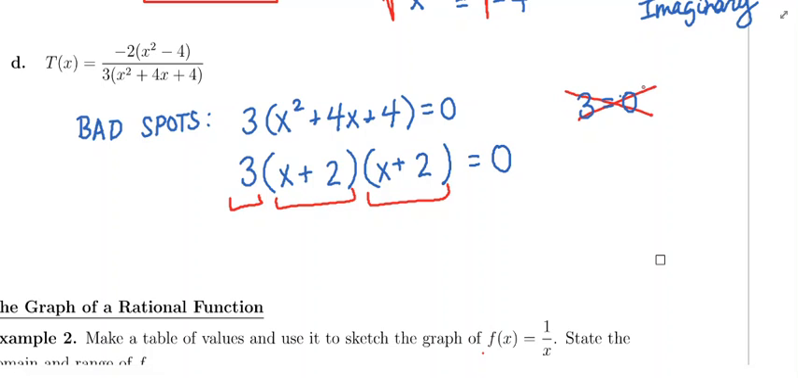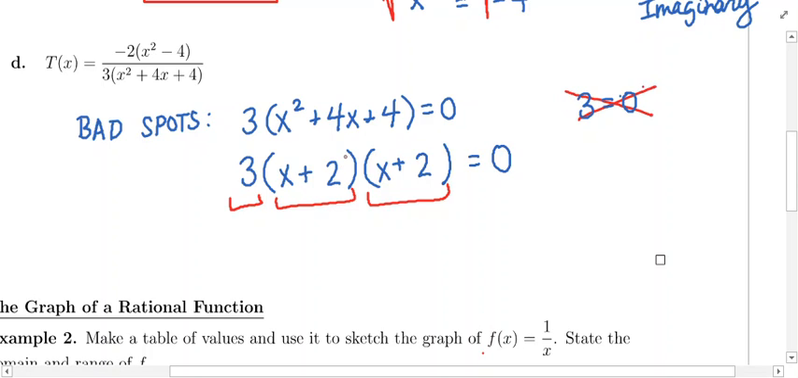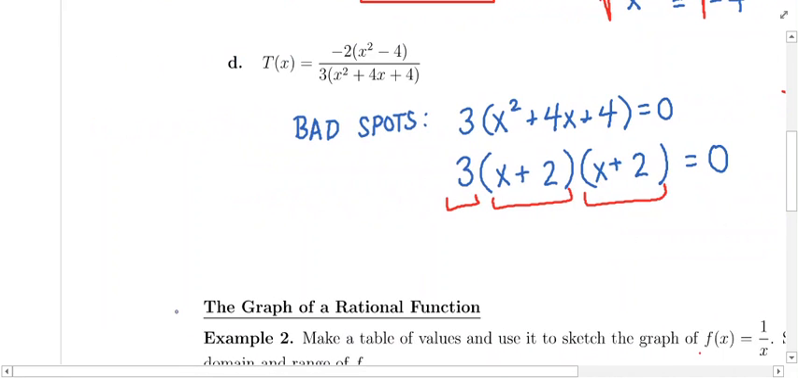Okay, so the other two factors are both x plus 2. They're the same factor, so you only need to set it equal to 0 once, because they're going to produce the same thing. So if we solve for x here, our bad spot is x equals -2. Okay, so the domain is going to be all real numbers, except x equals -2. You only have one bad spot.